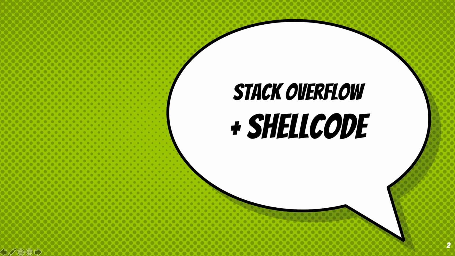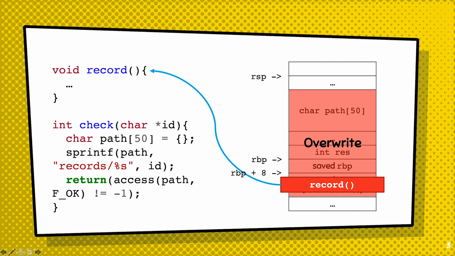In this video, we will talk about how to write your own shellcode and also how to exploit a stack overflow vulnerability with your customized shellcode. Remember that last week, we talked about the buffer overflow vulnerability, and one way to overwrite the return address and fulfill the functionality that we want is to overwrite it and then point it to a function that we want to achieve.